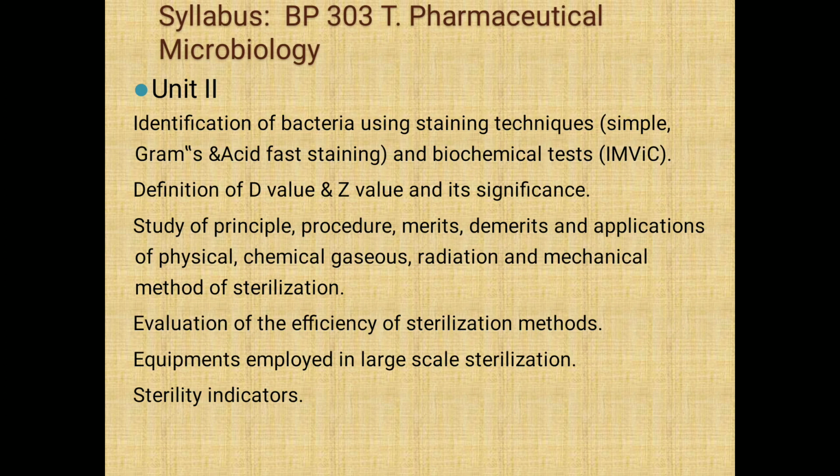Unit 2, the identification of bacteria using various staining techniques or methods, that is simple staining, gram staining and acid fast staining, and different biochemical tests. Then definition of D and Z value, it is related with sterilization, then various methods of sterilization, then evaluation of efficiency of sterilization methods, then equipments employed in large scale sterilization, and sterility indicators.